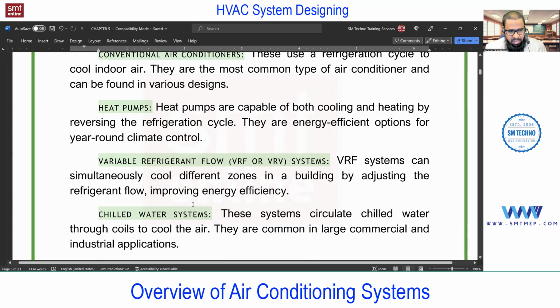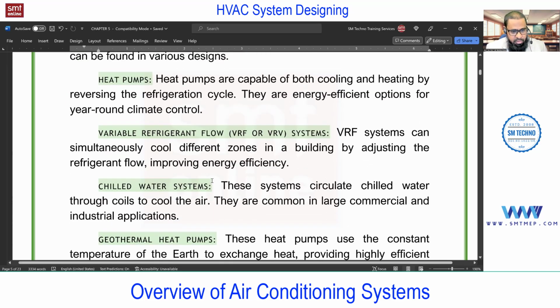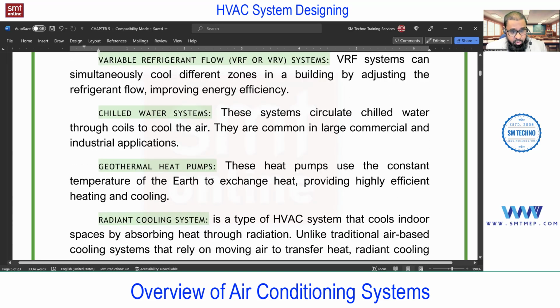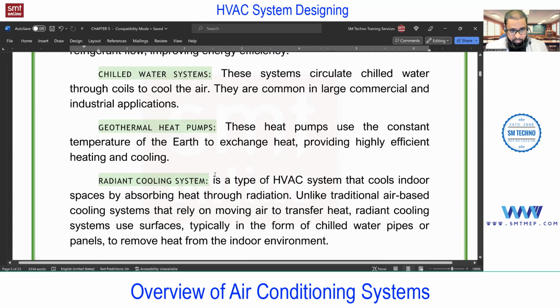And you see, just the same thing is repeating, but this time based on technology, previous based on design. Okay, so don't get confused. Next, we have a geothermal heat pump. The concept of geothermal: we are extracting the heat from the earth. I'll give you the idea. At this level, just remember, we are using the source as earth to exchange the heat.